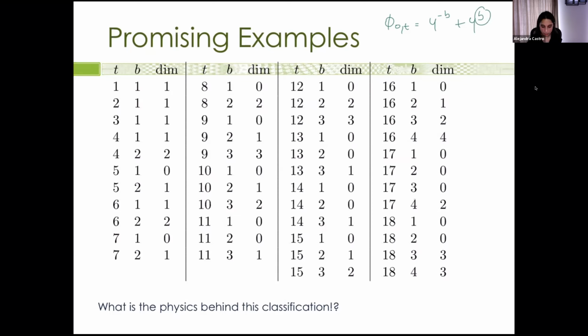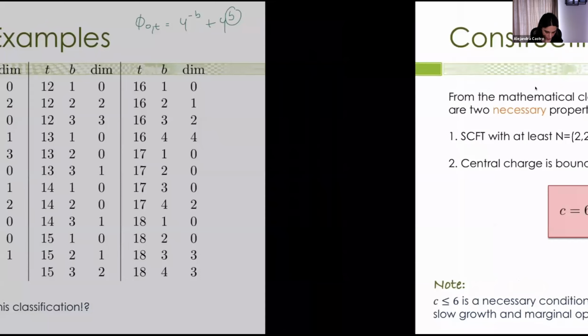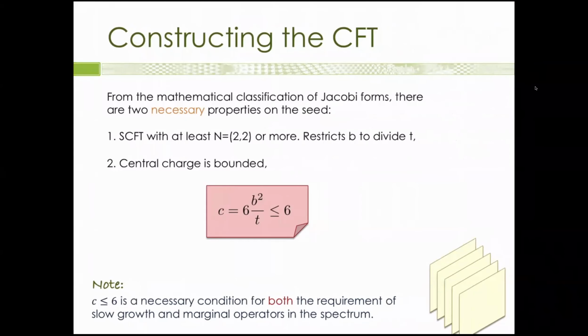B can always be at most T, because otherwise that's the definition of a Jacobi form as well. The index basically restricts the maximal polarity term. One of the things we found in this analysis, and now I'm going to write it in more CFT language, is a mathematical condition that came from this table. B was always smaller than T, because there was a necessary condition for having slow growth.